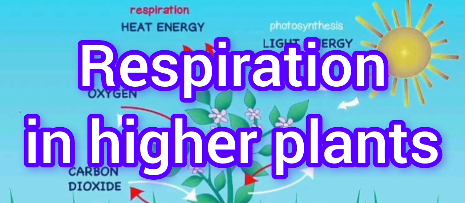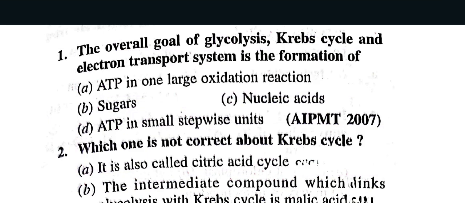So today in this video we will discuss some multiple choice questions on the topic respiration in plants. So without wasting any time, let's start. The first question is: the overall goal of glycolysis, Krebs cycle and electron transport system is the formation of.